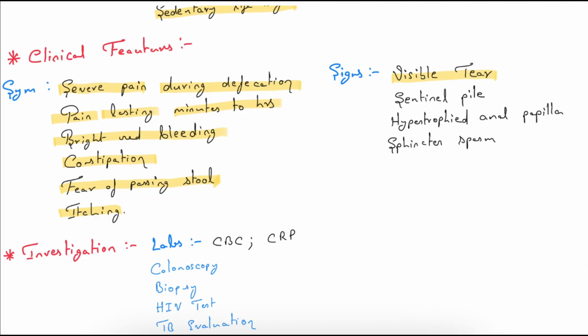Next, we can see some signs like a visible tear and a sentinel pile. If the patient has an anal fissure, the patient will get one sentinel tag protruding downward, and that is what we call a sentinel tag. We can also see hypertrophied anal papilla and sphincter spasm in the signs.